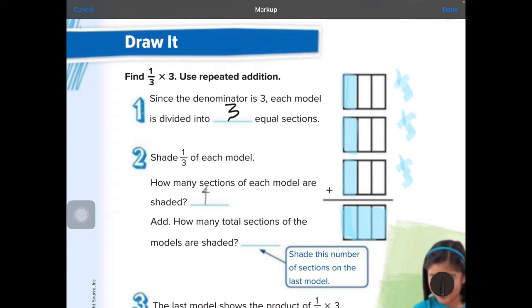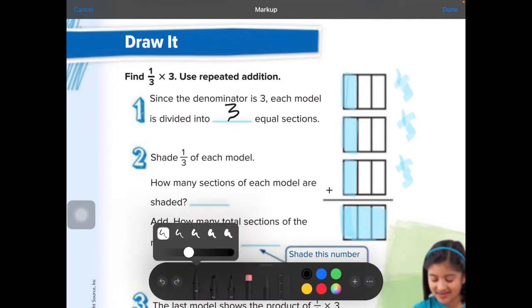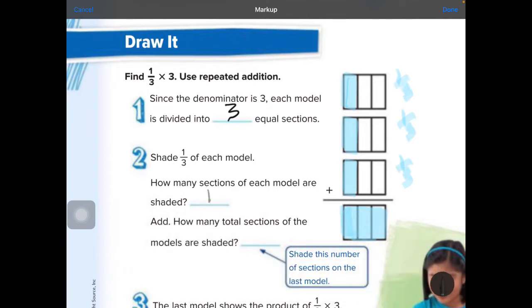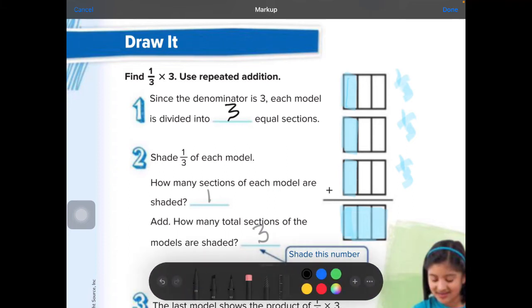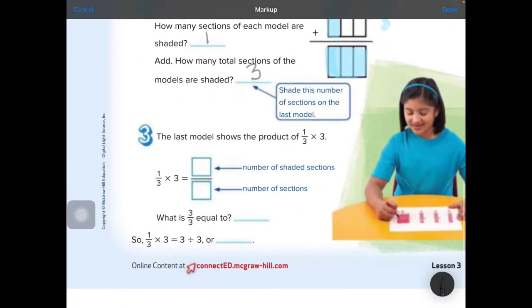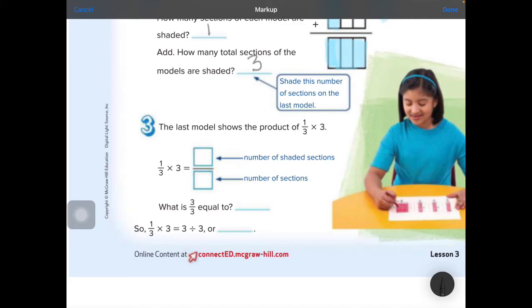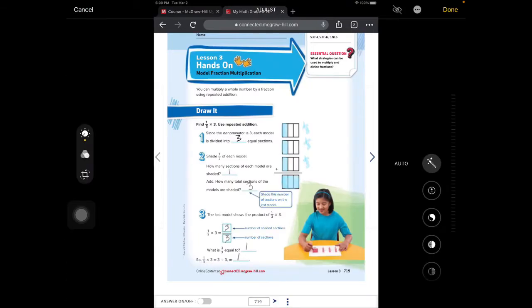How many sections in the model are shaded? There is 1 of each section. How many total sections of the total model are shaded? Well, there's 3 at the very end. Okay, last model showed 1/3 of 3, which there were 3 shaded and 3 total. 3 threes is equal to 1. So we can say 1/3 of 3, or 3 divided by 3 is 1.